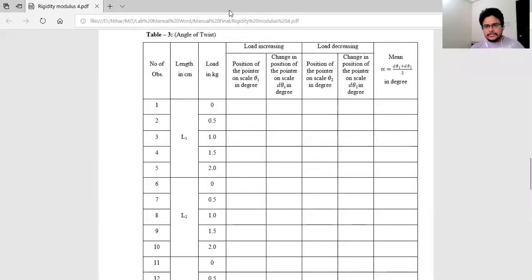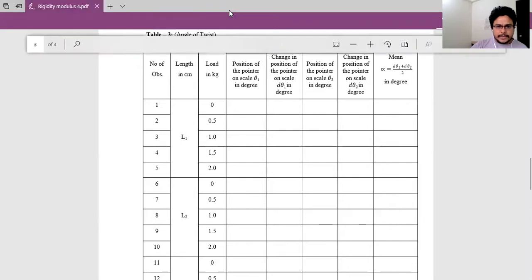I'm just sharing the tabulation. For example, here you can see the length. You can see different lengths, L1, L2, or more. As I said, in a real setup you will have a minimum of three scales, so for three different lengths you can arrange those three positions. The position of the protractor can be changed.